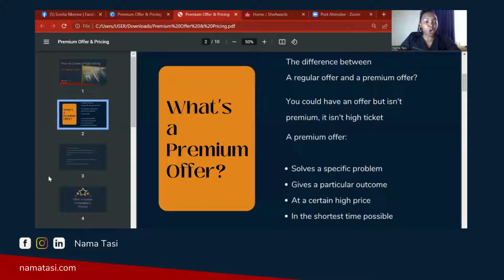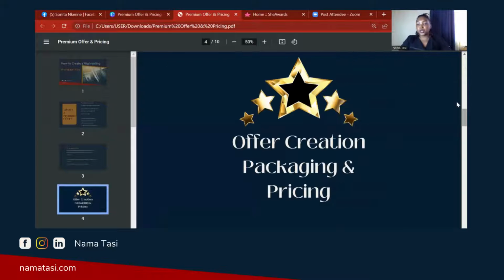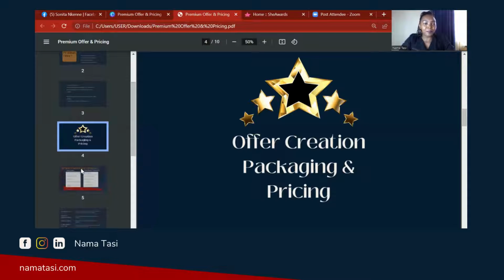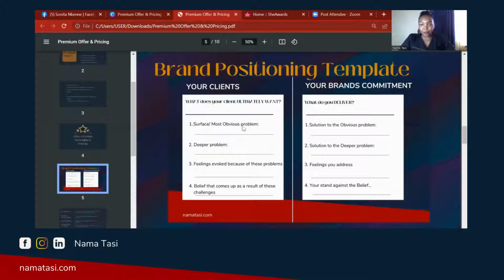Okay, so as I said, we're going to be talking about offer creation, packaging, and pricing. And I want to make this really fast because it's something you can do totally. If you did a brand positioning, you'll recognize this as the template that we're using from the brand positioning session, right?